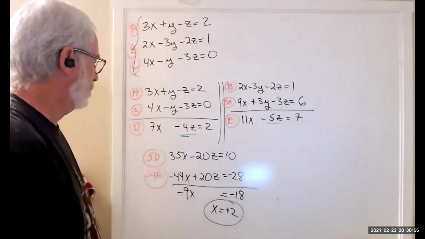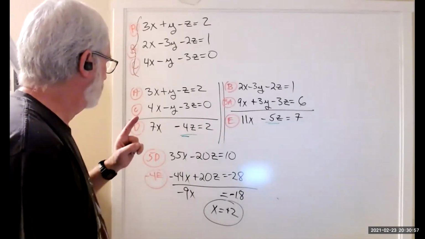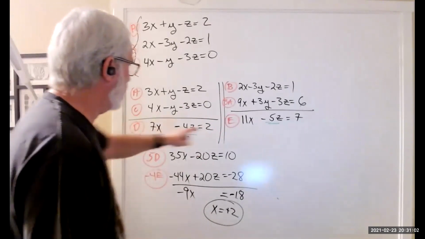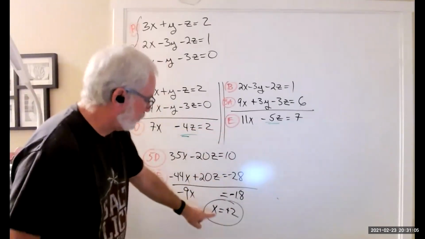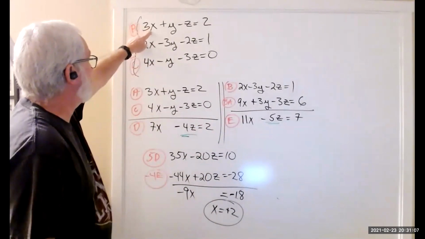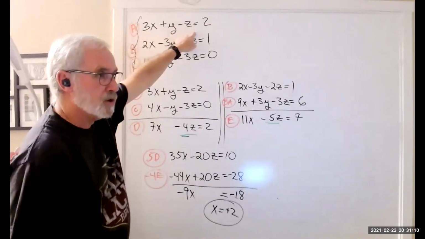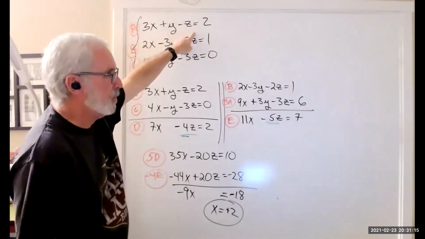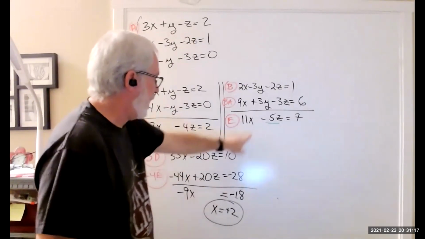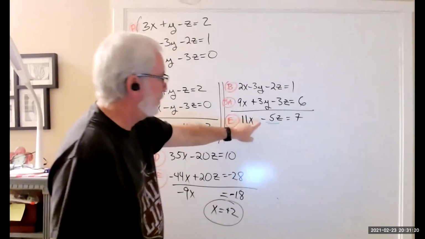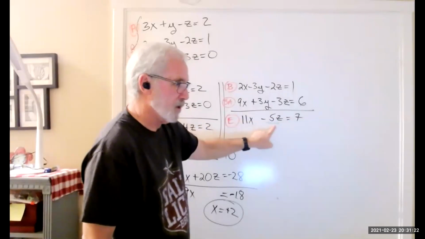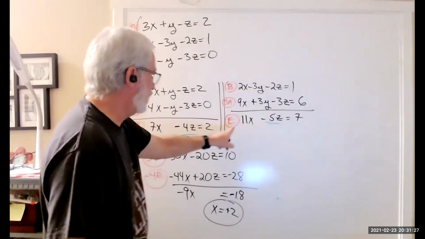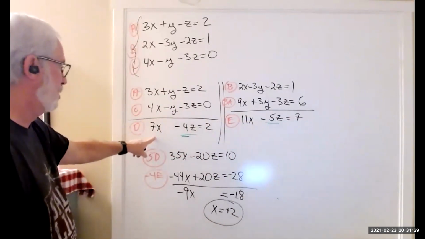Plug it into one of the original equations, A, B, or C. No. Or D or E. D or E. Think about this for a second. If you took x and plugged it in here, you'd still have 2 unknowns. It wouldn't help you. But if you took x and plugged it in here, then you could solve for z. You'd only have 1 unknown. So that's why we take x, we've got to plug it into D or E.